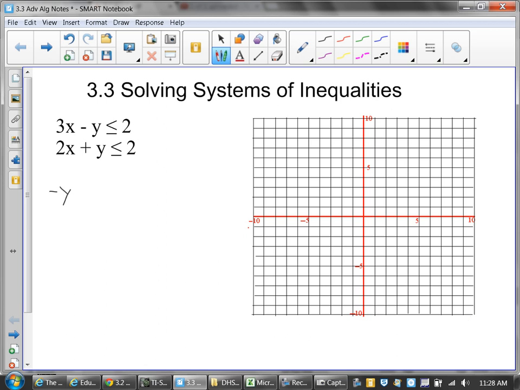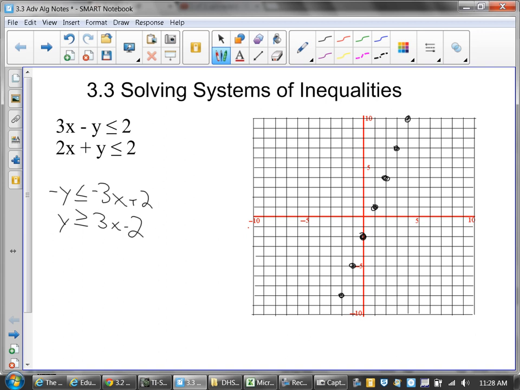So I get negative y less than or equal to negative 3x plus 2. Divide out. Remember, flip the sign. And I wind up with y is greater than or equal to 3x minus 2. Start your plot at negative 2 like you would normally. Walk your slope of 3. Down 3, right 1 is the opposite direction. And then go through the questions again.